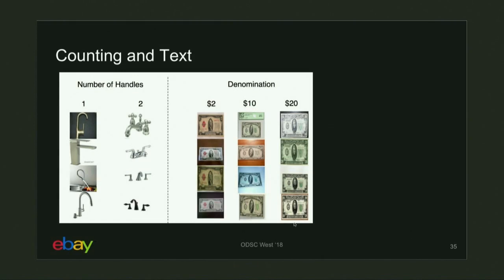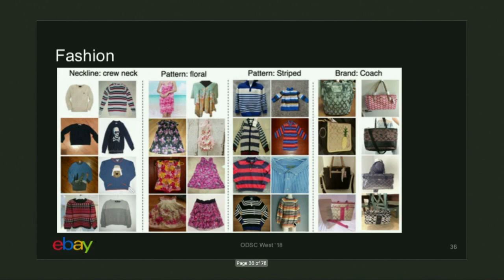So these are some of the things that our system is able to do. For example, we have lots of examples of these kinds of faucets with different number of handles. So we're able to train the system to predict how many handles we have or what kind of denomination we have in the currency, right? Because people collect currency. And these are different things for fashion: what is a neckline? What is a pattern? Is it floral or is it striped? What is a brand, right?